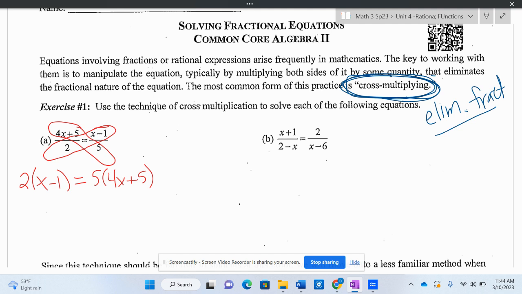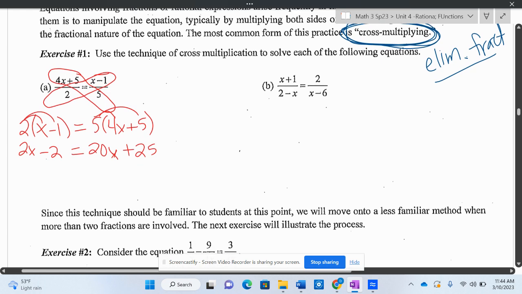Now, how do I solve that? Yeah, I have to do some distributing. 2 times x is 2x. 2 times negative 1 is negative 2. I'm just distributing. And then on the other side, 5 times 4x is 20x, and 5 times 5 is 25. So now I went from this ugly, hideous rational equation to a linear function. So I'm going to move all the x's on one side, all the constants on the other, and solve, right?